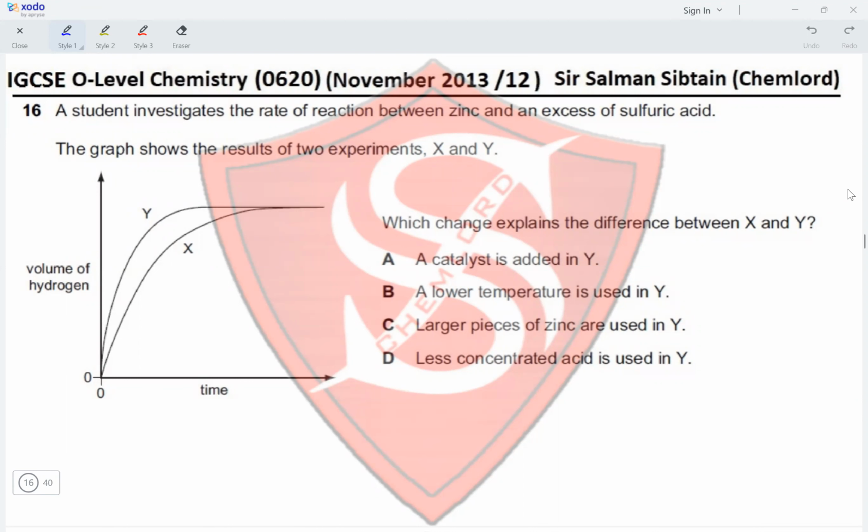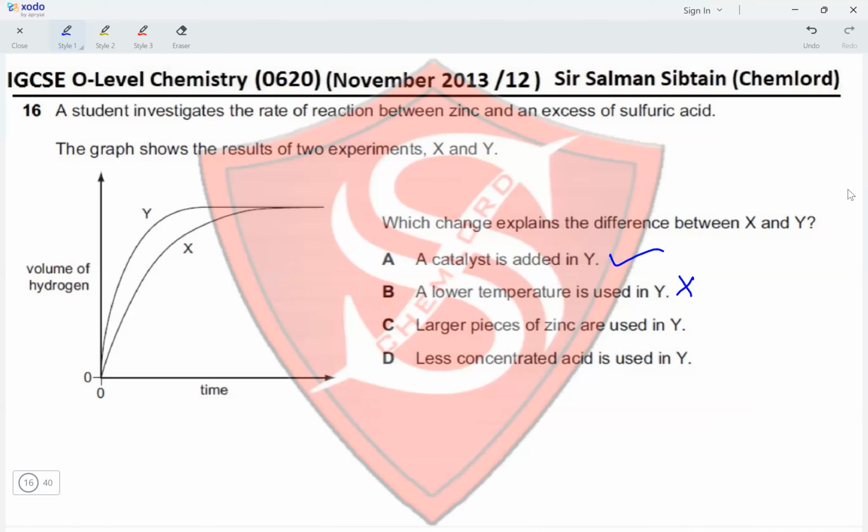A catalyst is added in Y. A catalyst speeds up the rate of reaction but does not have any effect on the yield of the product. So adding a catalyst will cause reaction X to turn into reaction Y. This is correct. Next, a lower temperature is used in Y. If a lower temperature was used, it would take a greater time for the same volume of hydrogen to be produced, not lesser time. So this is incorrect.